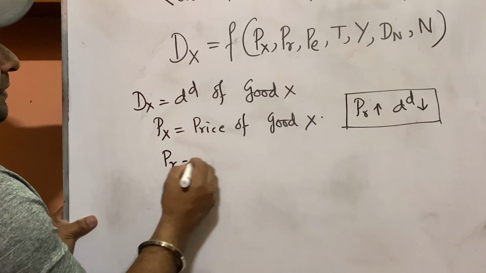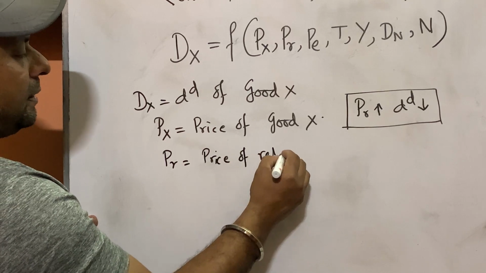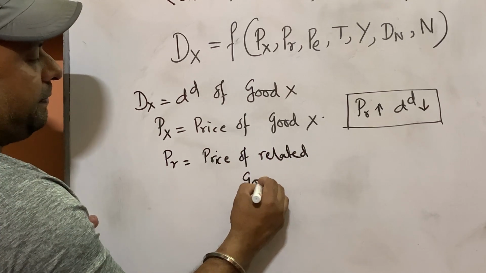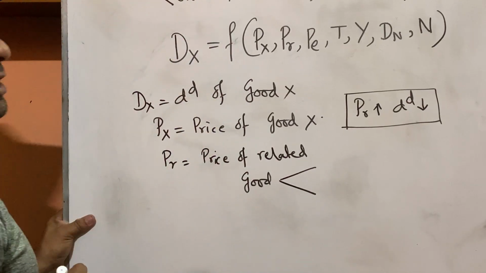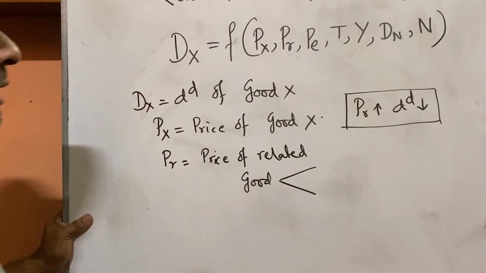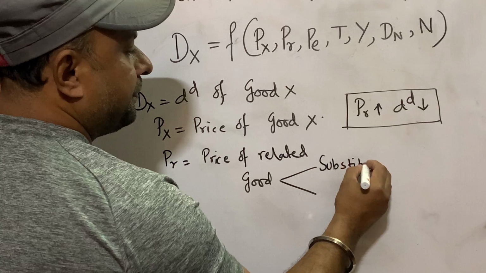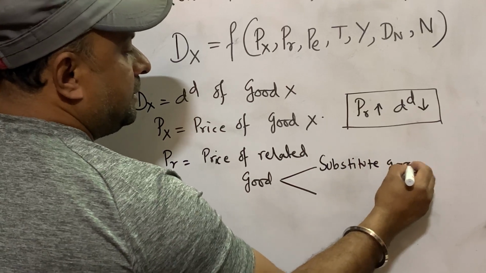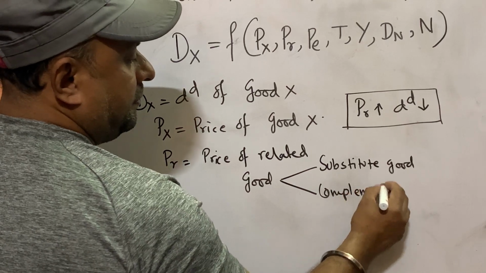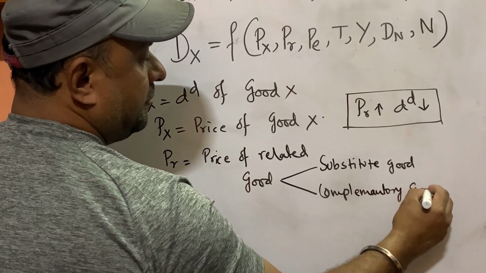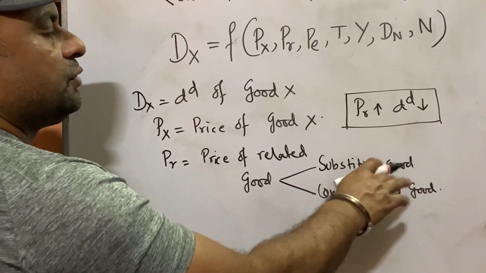Second factor is price of related good. Two types of related good. Related good means when demand of a good is affected by the price of another good. This is related good. One is substitute good. Another is complementary good. Okay, substitute good means those goods which we can substitute for each other.